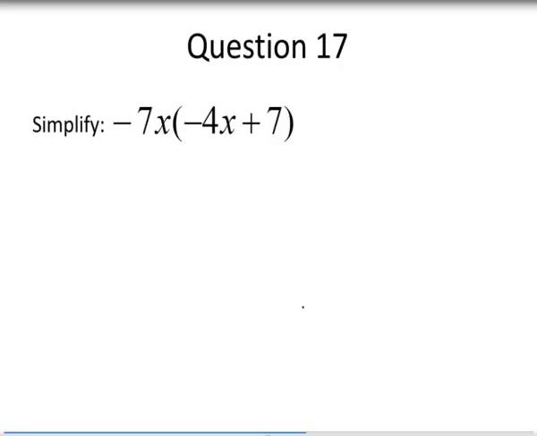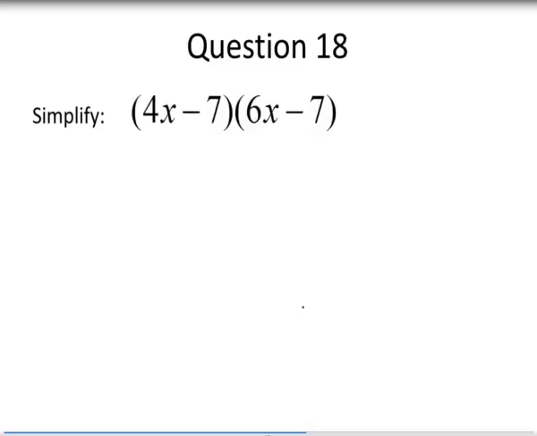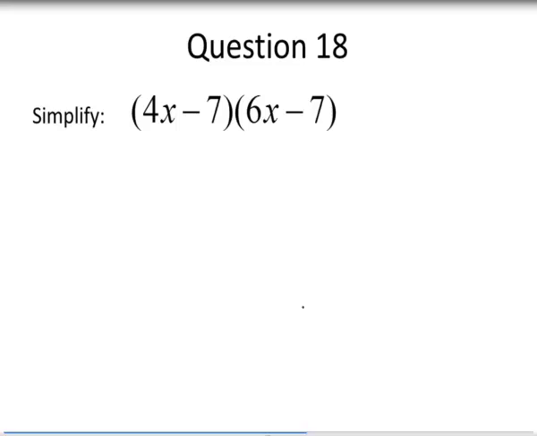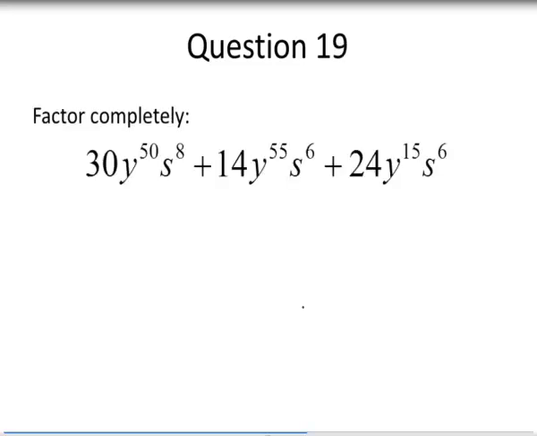I really would like to go to some factoring because... no? I can't. Can we go to some factoring? Okay.